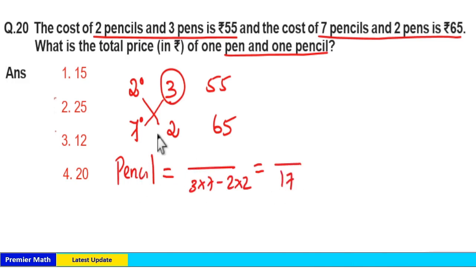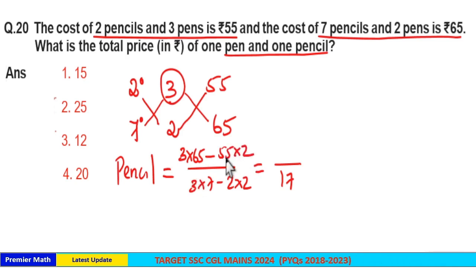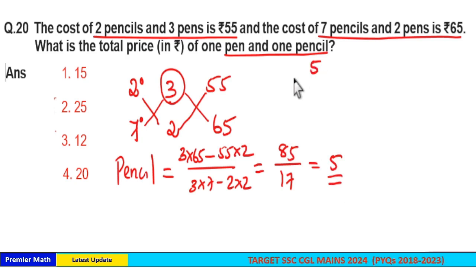Now the value of the numerator is equal to 3 into 65 minus 2 into 55. 3 into 65 minus 55 into 2, which is 3 into 60, 180, 3 into 5, 15. So 195 minus 110 is 85. 85 by 17 is 5. So the value of 1 pencil is 5 rupees.